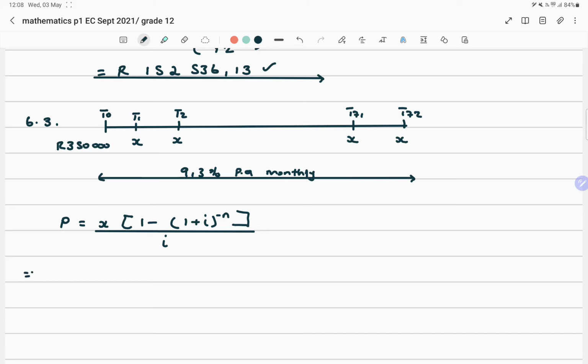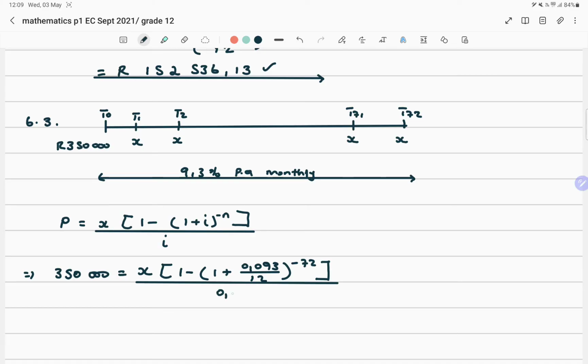What is important here now is to do the things that must be done. So we know that our present value here is 350 scodos. We want X. 1 minus 1 plus, this is going to be 0.093 over 12, now to the minus 72. All of it over 0.093 over 12. All right.